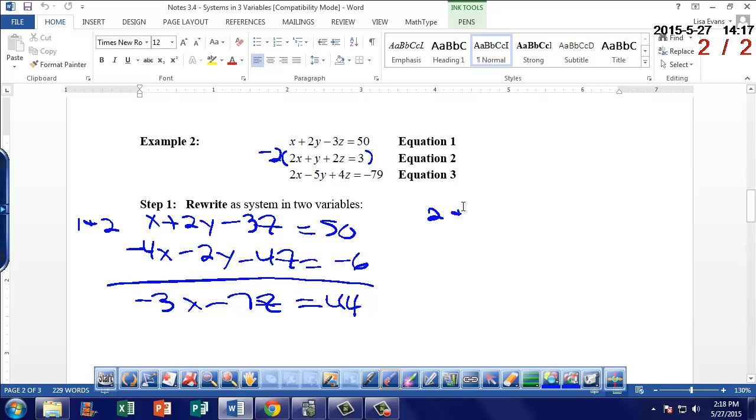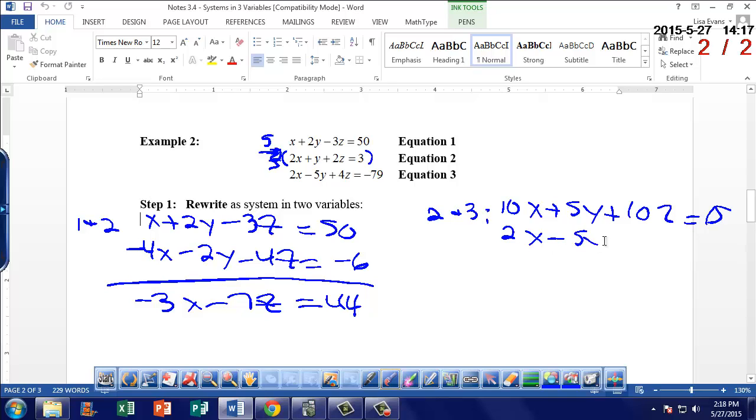Now I'm going to take a look at the top, and I'm going to pick equation 2 and 3. So ignore that. Look at equation 2 and 3. I want to eliminate y's again. So I'm going to multiply the top equation through by 5. So when I do that, I get 10x plus 5y plus 10z equals 15. Then I'm going to leave my last equation alone.